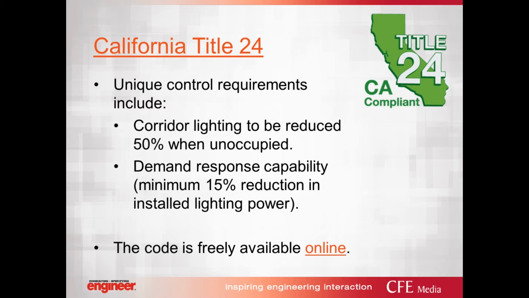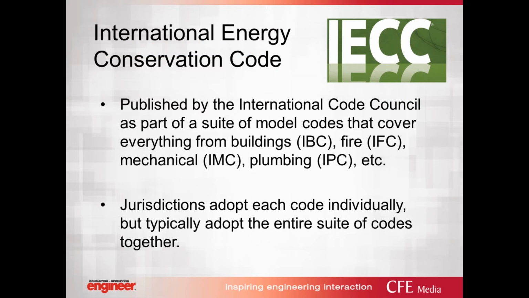What that means is if the utility needs to have energy reduction based upon demand, to prevent brownouts and blackouts, they require it for buildings over 10,000 square feet. For example, a network lighting controller would receive a signal from the utility, and then it would automatically reduce the lighting by 15%. And this code is also available online.